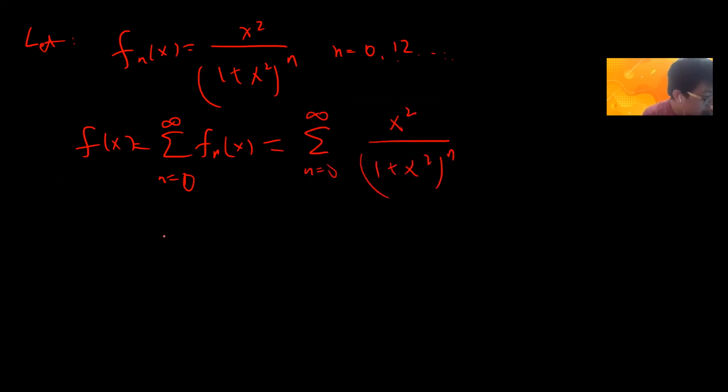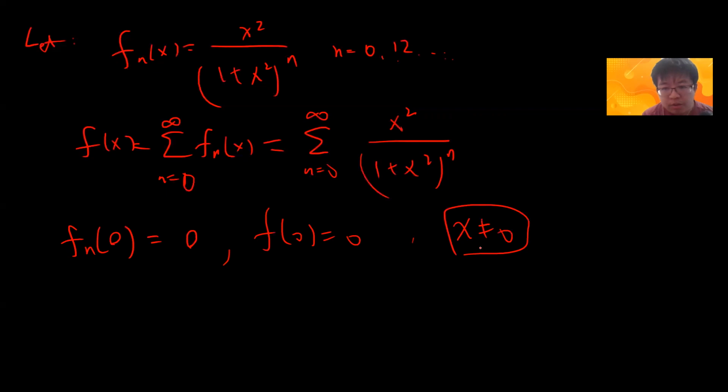Okay, so this is summation, right? So obviously f_n(0) will be 0 for each n, so that means f(0) will be 0. Obviously. But let's see what the case is if x is non-zero. If x is non-zero, then these terms are what? A geometric series, right? So this is x squared.